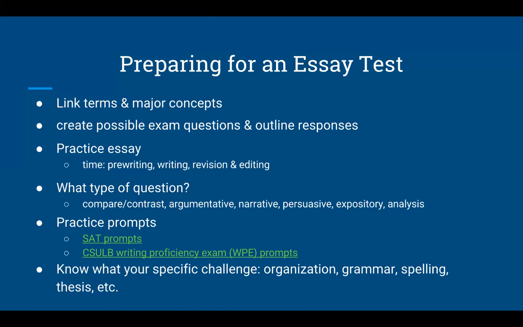If you're not given prompts, you can go through all of your terms and concepts and everything you've learned for the semester and create possible exam questions for yourself, and in response, create some outlines. Or you can fully answer those questions as if they were essays. Further practice from there is to actually write out the essays.